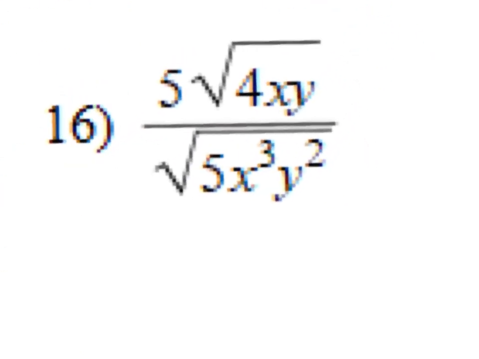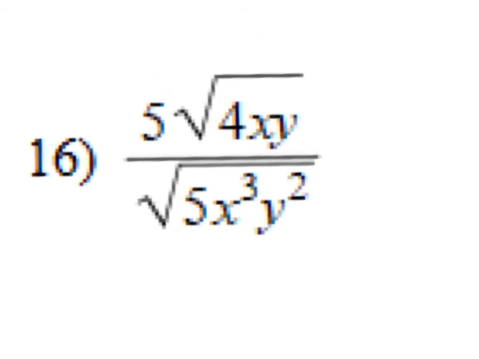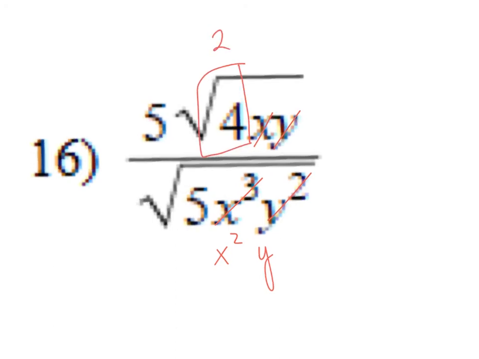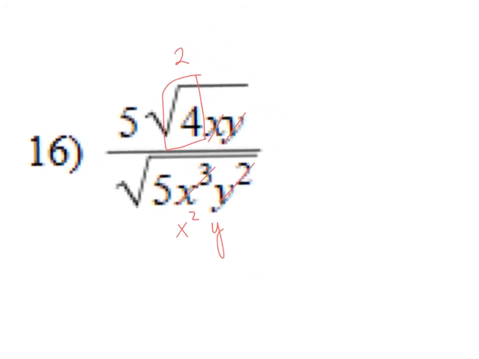Okay, so on this one, when I look at it, I know the x's will cancel. So I'm going to take this x out and get an x squared. Same thing with the y's. I'm going to take that out and get a y left over. And then on the top here, the square root of 4, I already know that that's 2. So really on the top, I just have 2 times 5, or 10 on top.